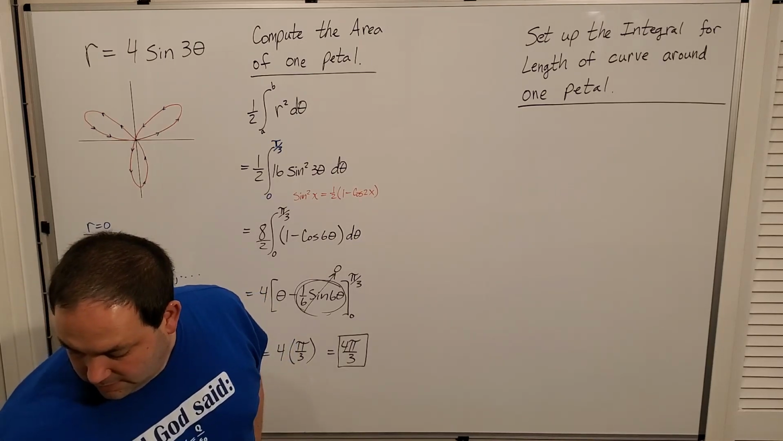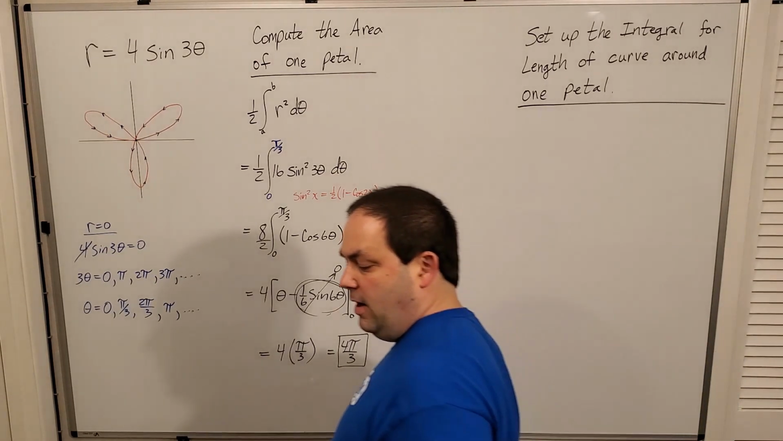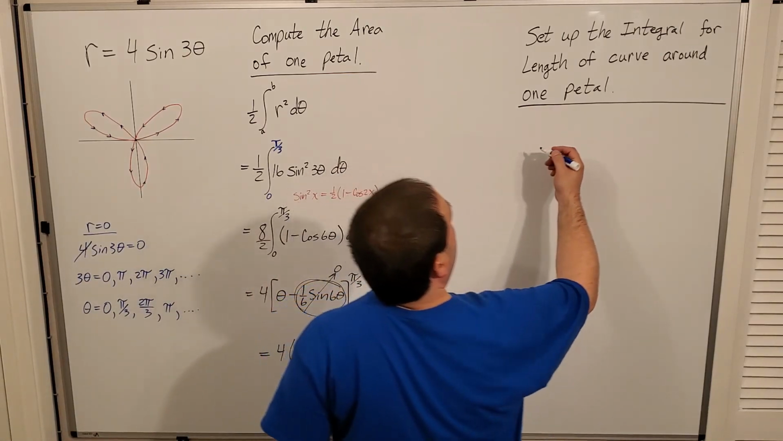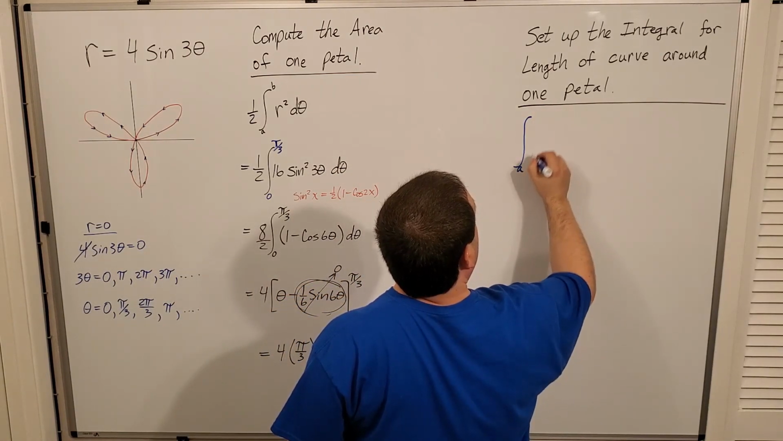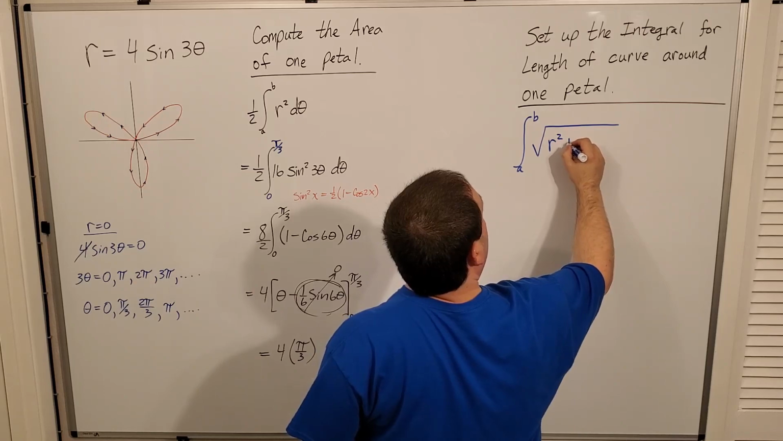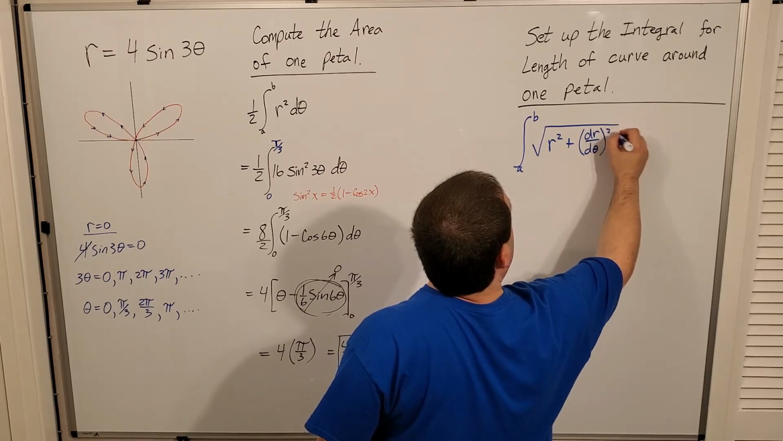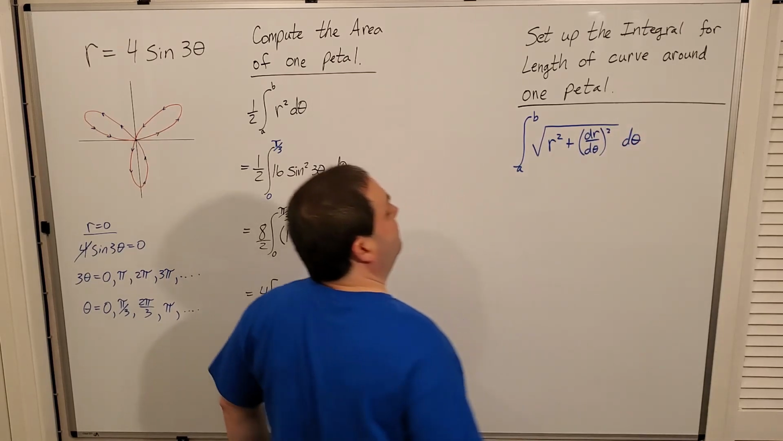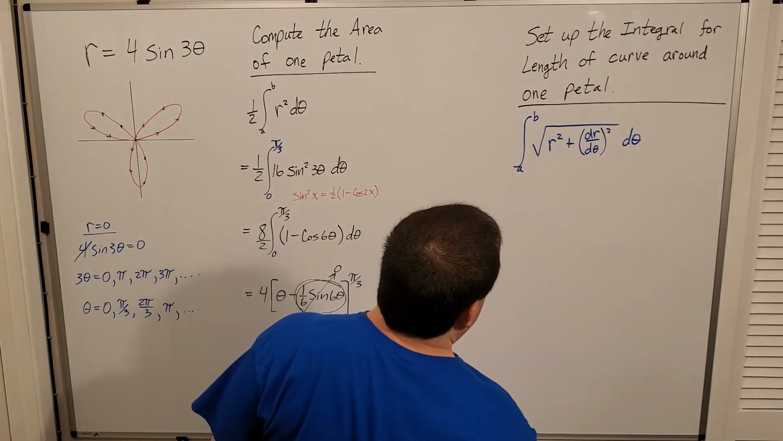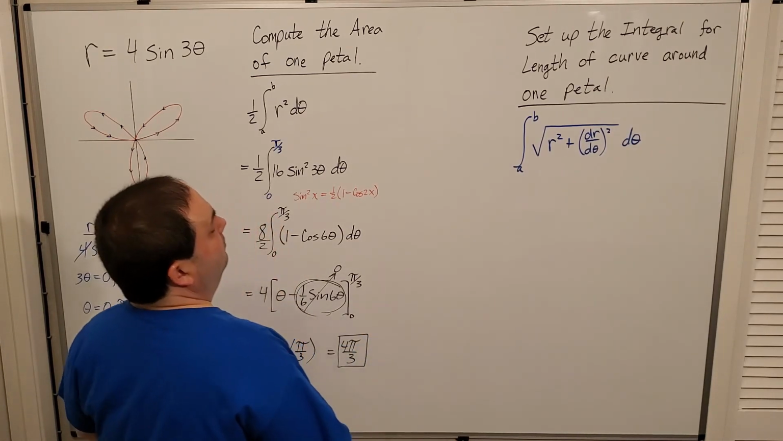Okay, now let's set up the integral for the length of a curve. Well, the formula for the length in polar coordinates, remember, is the integral from a to b of the square root of r squared plus dr d theta squared, and then it's in the coordinates of d theta. So it's slightly different than in our rectangular counterparts where it's 1 plus some sort of derivative. Okay?